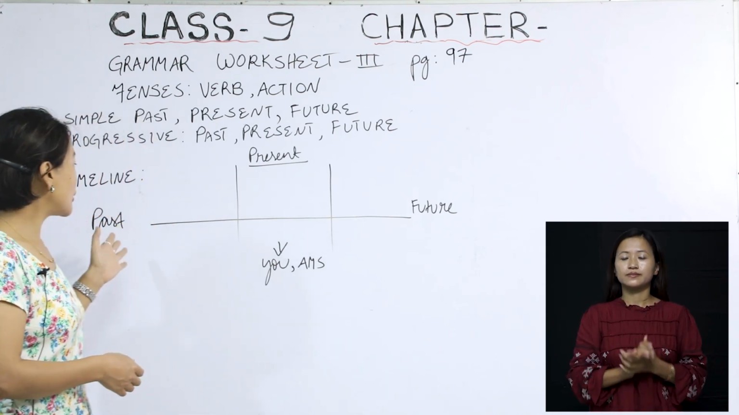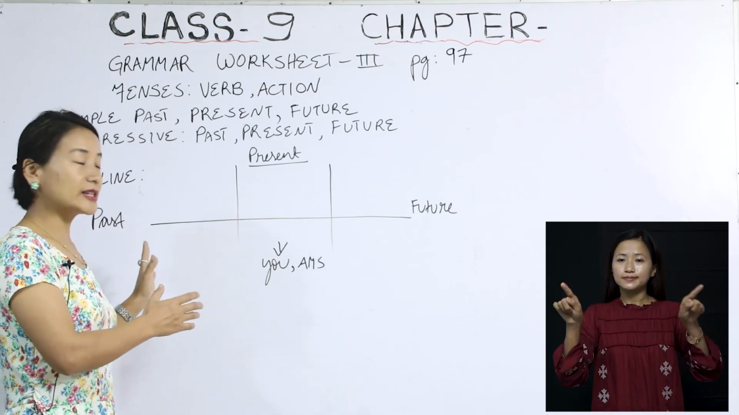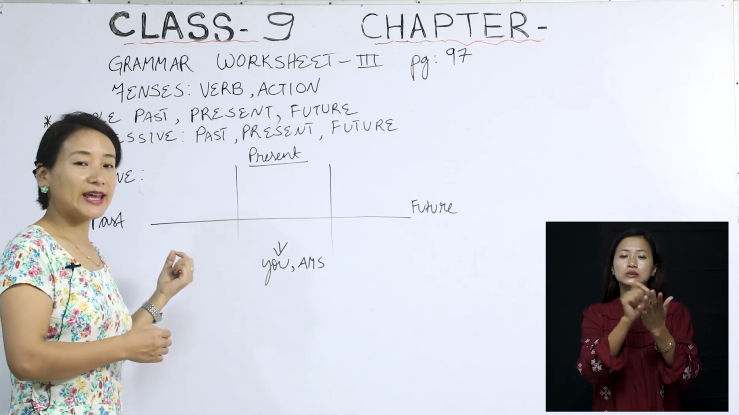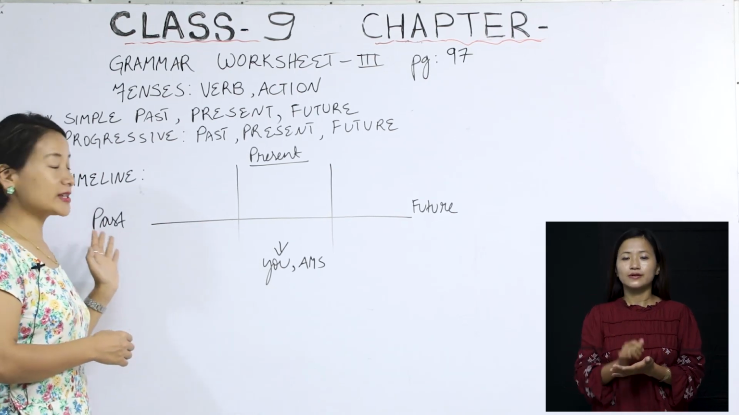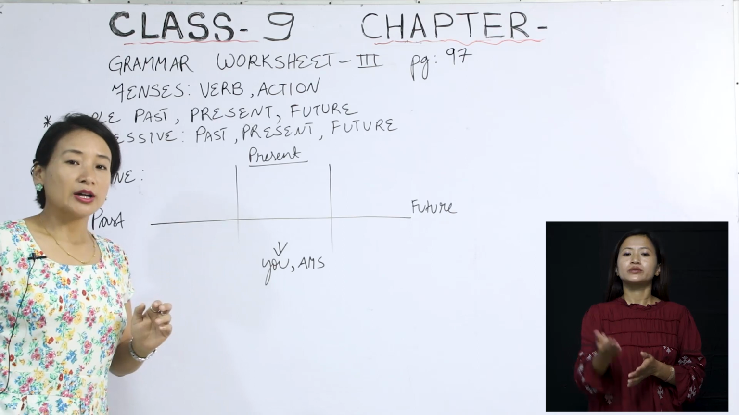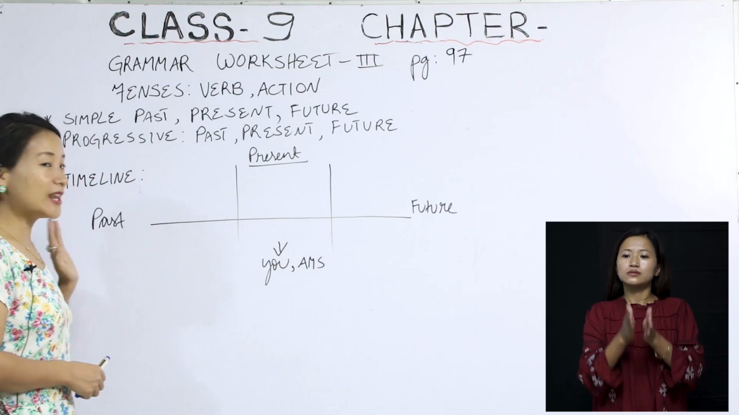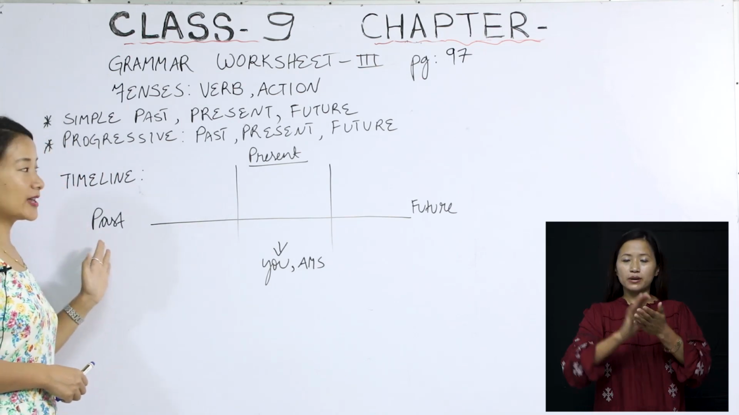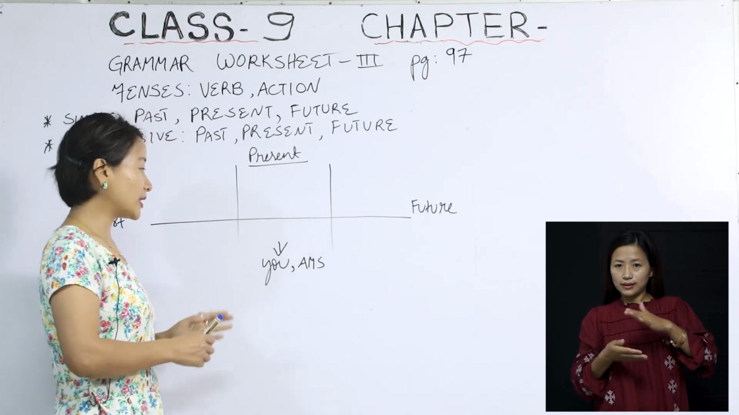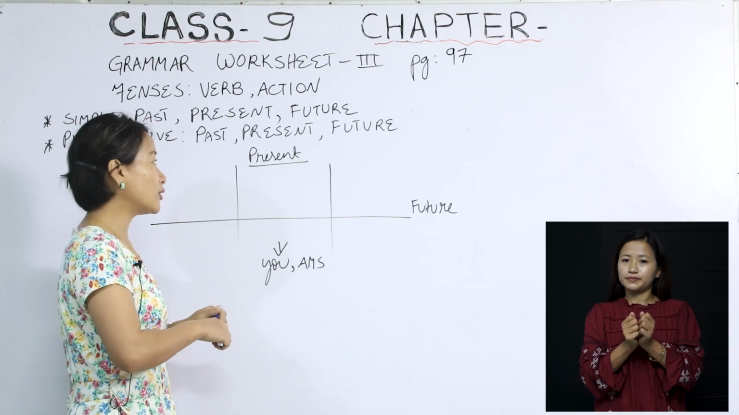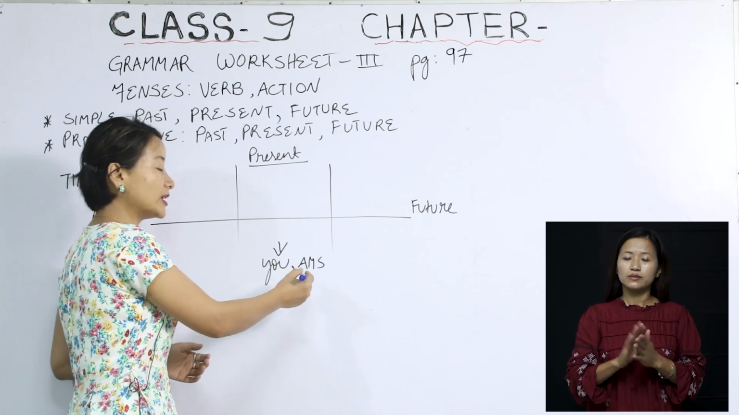For drawing a timeline, let's begin with what a timeline is. A timeline here is a diagram that we use to denote when an action took place. Under tenses, we have past, present, and future. So draw a straight line and break it up into 3 sections. Then on your left-hand side, you mark it as past. In the middle, you mark it as present. And at the bottom of the diagram, within the present timeline, you can write "you", or you can also write "at the moment of speaking".